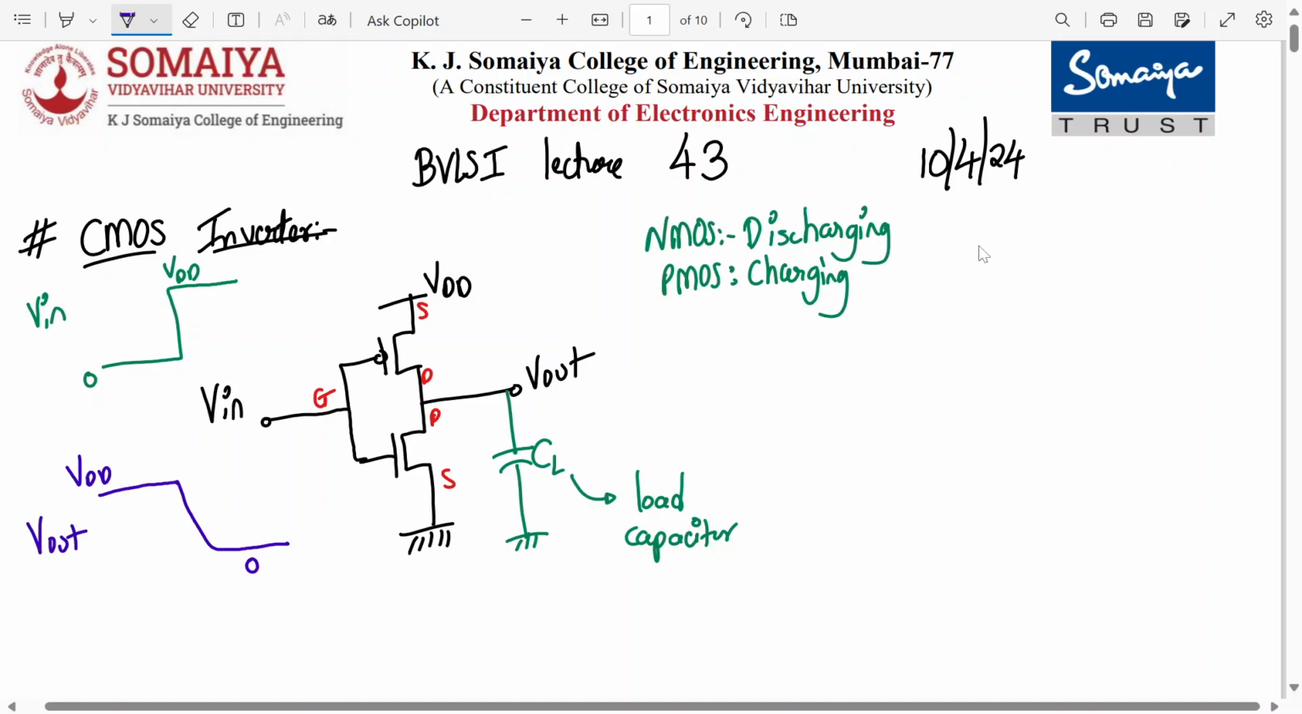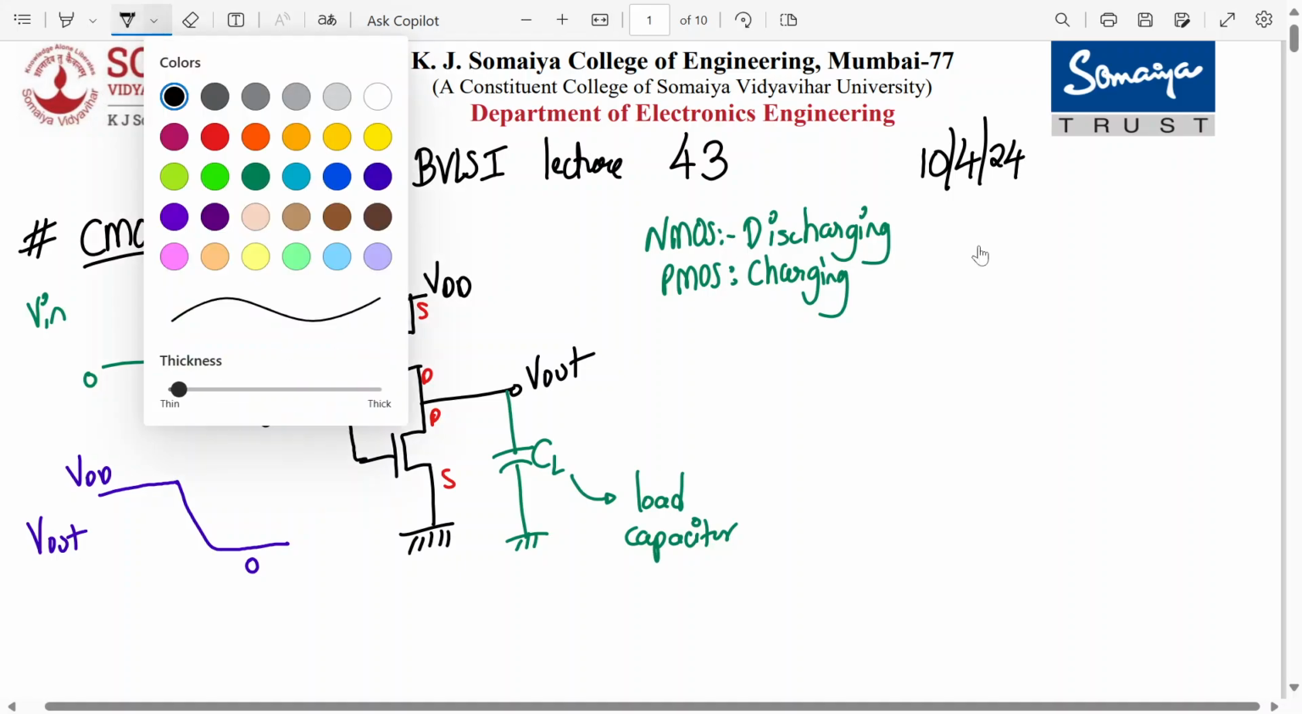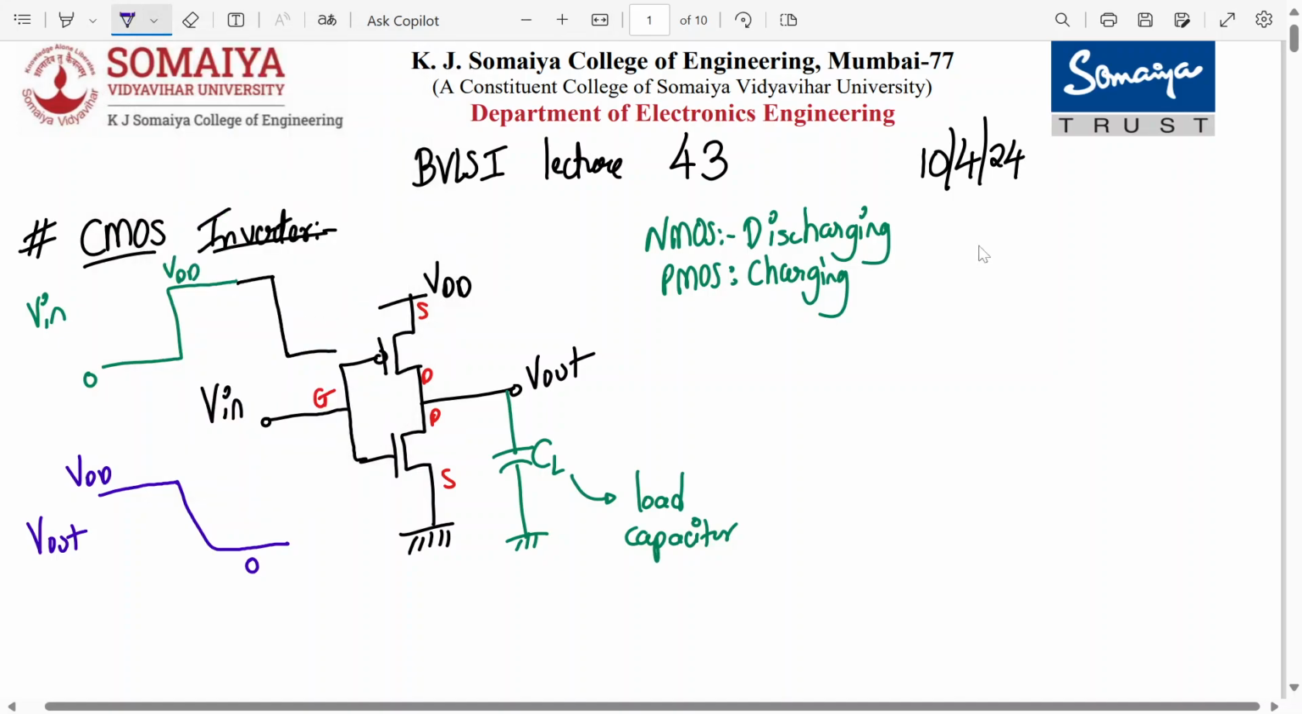So when the input is logic 0, output is logic 1, and when the input is logic 1, then output is logic 0. This is how it will operate. Yes or no? And then suddenly if this becomes 1 to 0, then what will happen over here? Again, it will take some finite time to reach the logic 1 level. Okay, so these delays are called propagation delays.